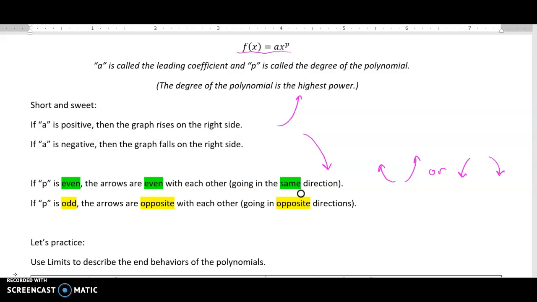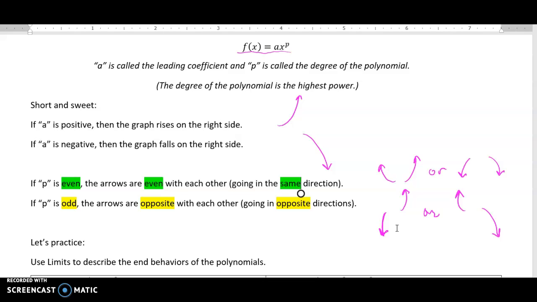If P is odd, the arrows are opposite. I always remember odd starts with an O, opposite starts with an O. So if P is odd, the arrows go in opposite directions. Sorry, if it's up on the right, then it'll be down on the left. Or if it's down on the right, it would be up on the left. So in other words, the arrows go in opposite directions.